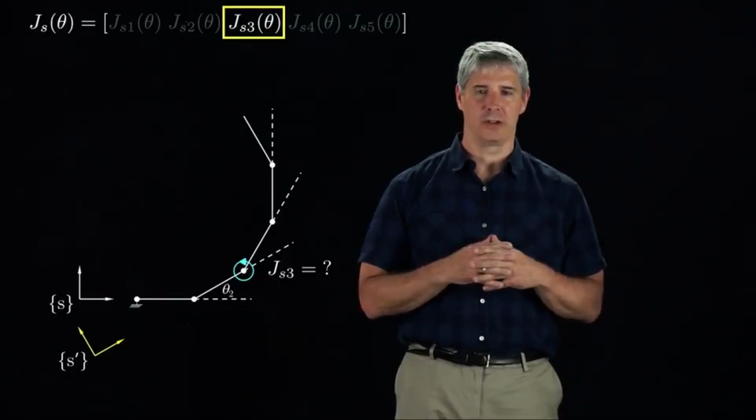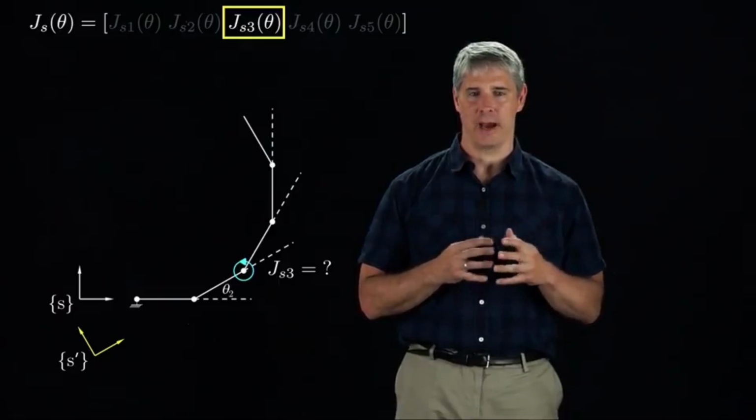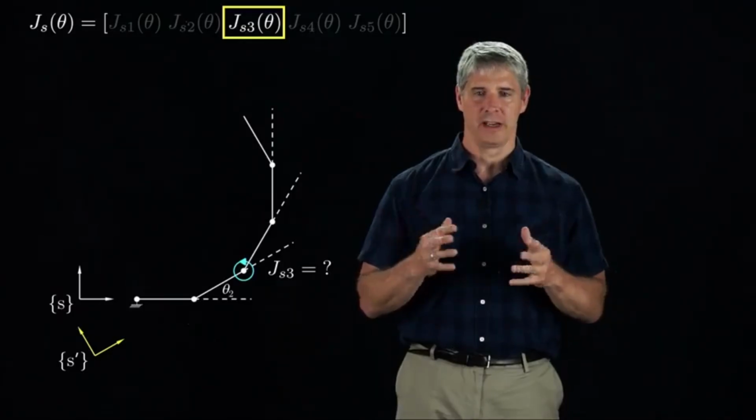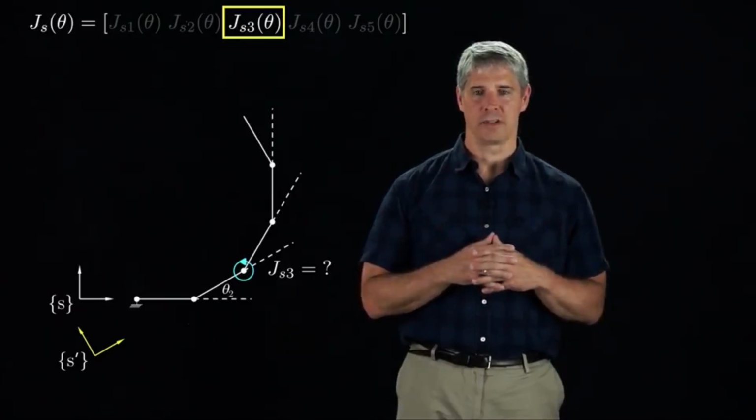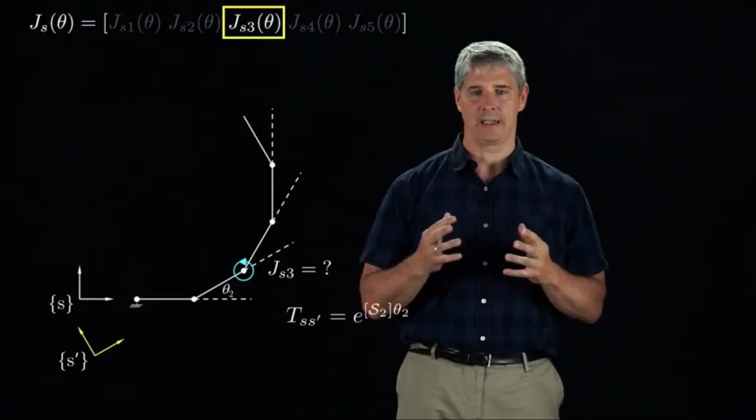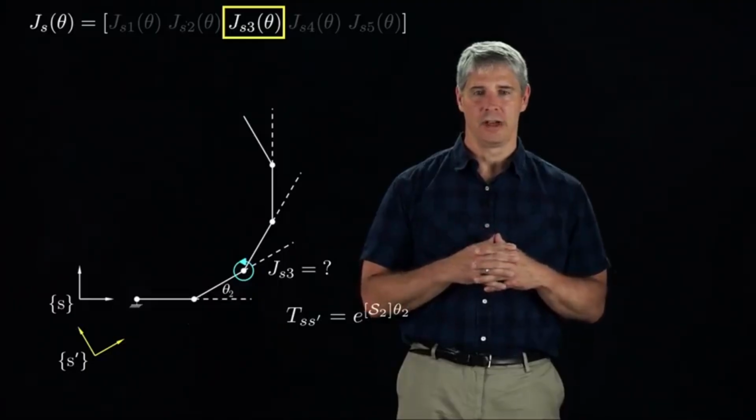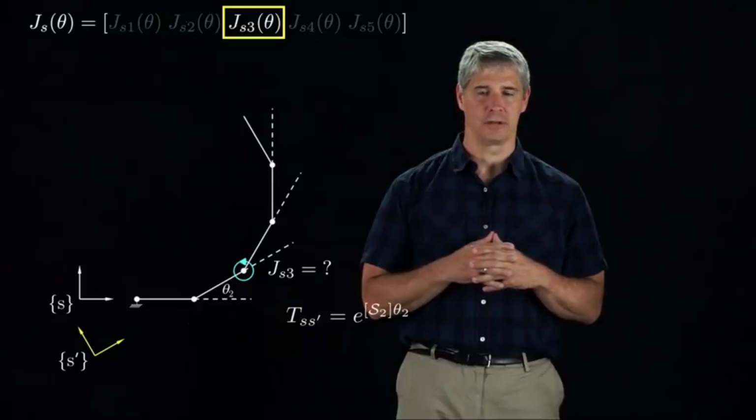Therefore, the twist due to a unit velocity at joint 3 in the S prime frame is just S3, the spatial screw axis when the robot was at its 0 configuration. The configuration of S prime in the S frame can be written e to the bracket S2 theta 2, the displacement achieved by the S frame by following the screw axis of joint 2 by an angle theta 2.